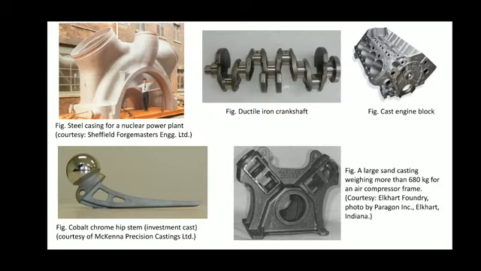These are some other examples. In the first figure you can see a steel casing for a nuclear power plant. It is so big that one man is inside it, under it. The next figure shows a crankshaft, engine block, etc. And similarly, with the help of investment casting, hip stems are being made. It's a biomedical implant product.